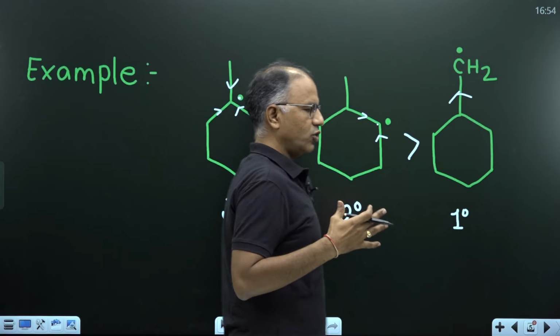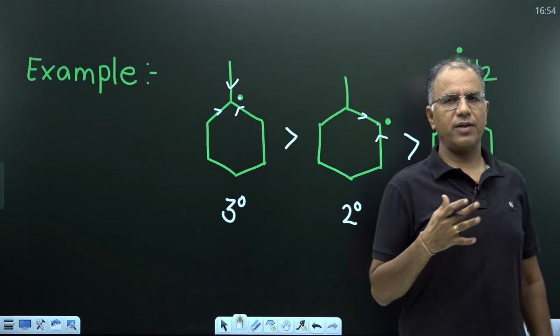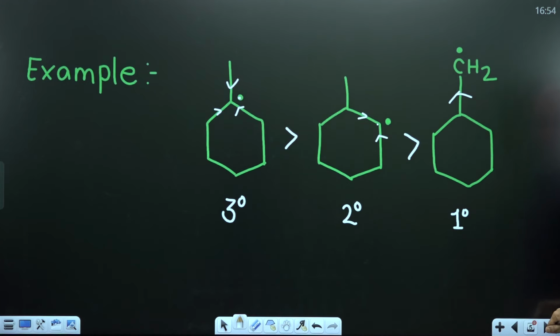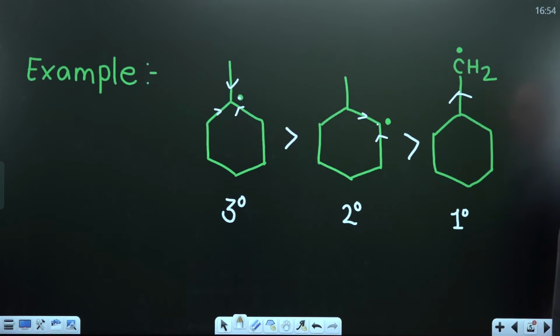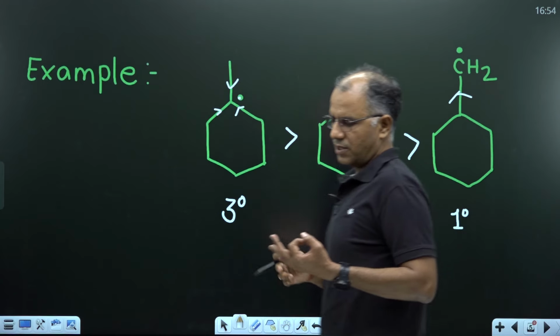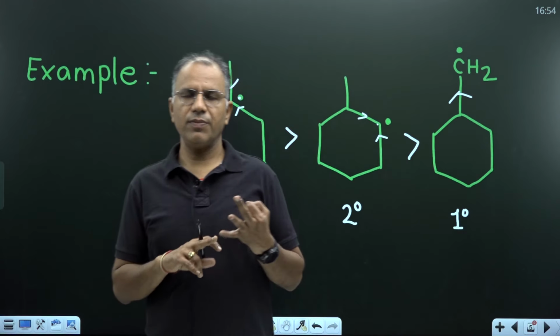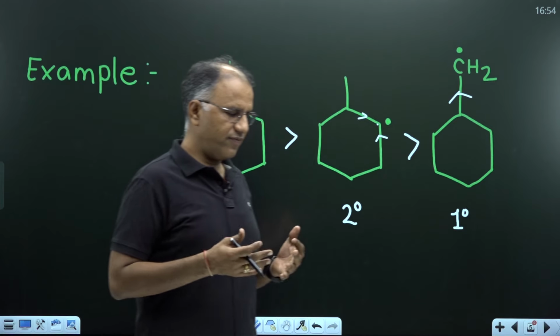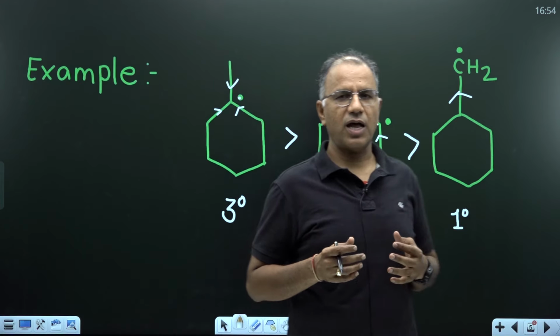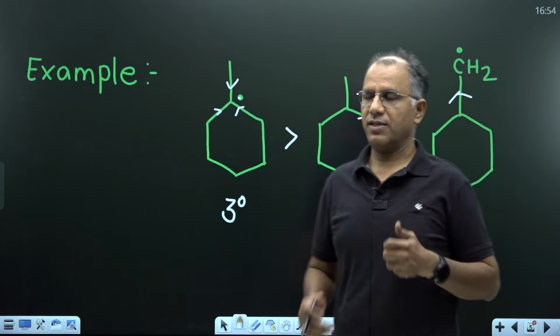This means 3 degree is more stable than 2 degree is more stable than 1 degree. More plus sign, more stable radical. Now we discussed stability of cation, carbocation, carbanion and free radical. Next we will discuss the application of inductive effect, how to determine the acidic strength.